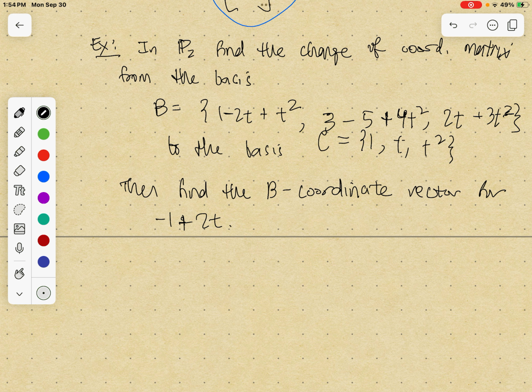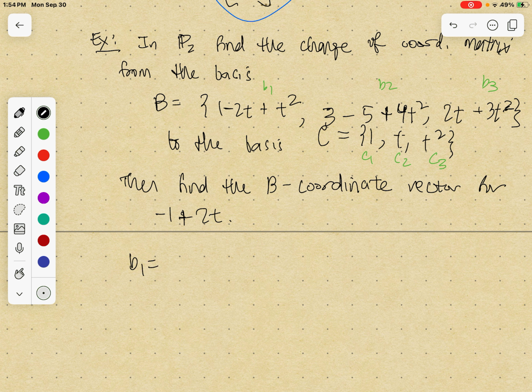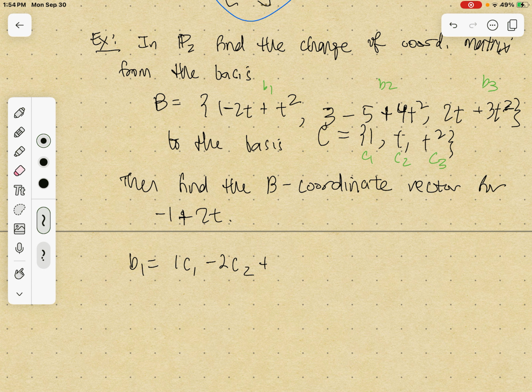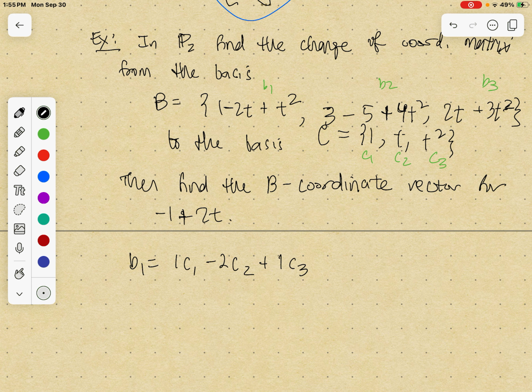So again, let's call this B1, B2, B3. We want to write this in terms of C1, C2, and C3. Well, we have that B1 is 1C1 minus 2C2 plus 1C3, right? So B1 relative to the basis C is just 1, -2, 1.